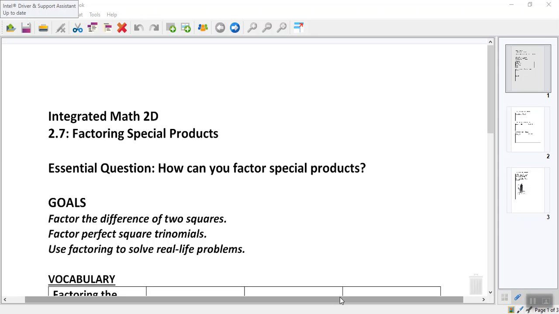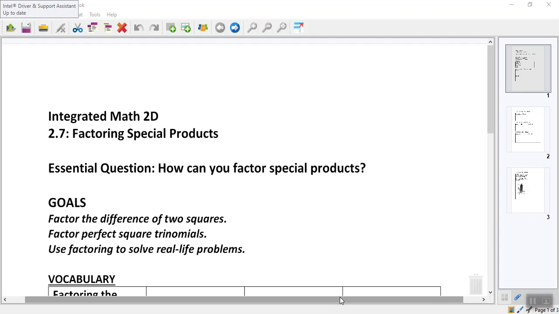All right. How can you factor special products, kids? We're going to go back to some things that we talked about in 2.3. And we're going to try and combine and work backwards from what we did in section 2.3. But in order for us to do that, we need to remember what 2.3 was all about. So today we're going to be talking about factoring special products.